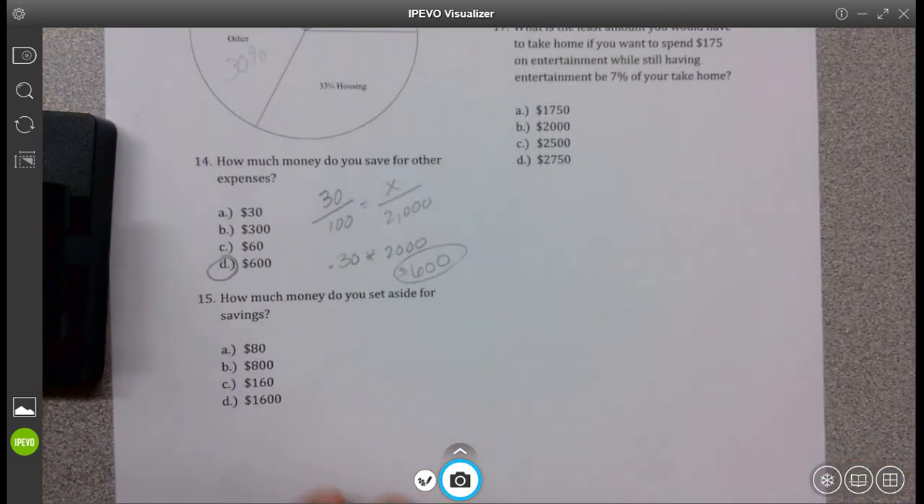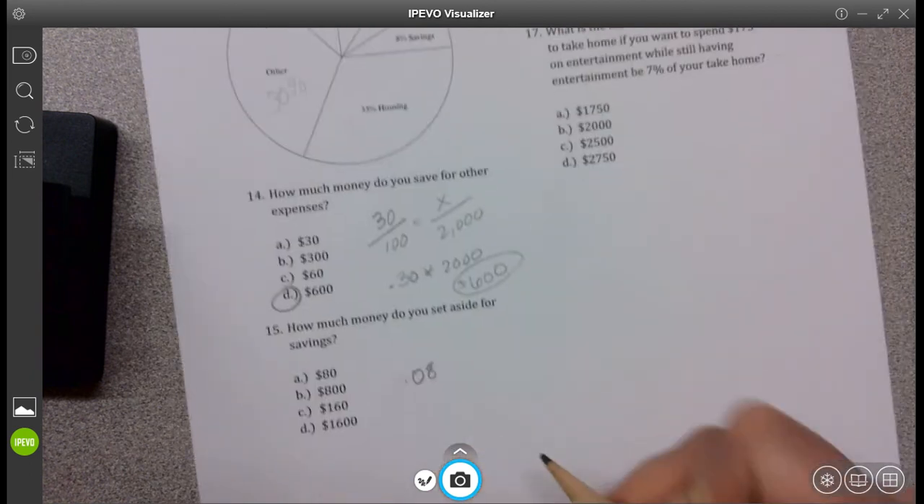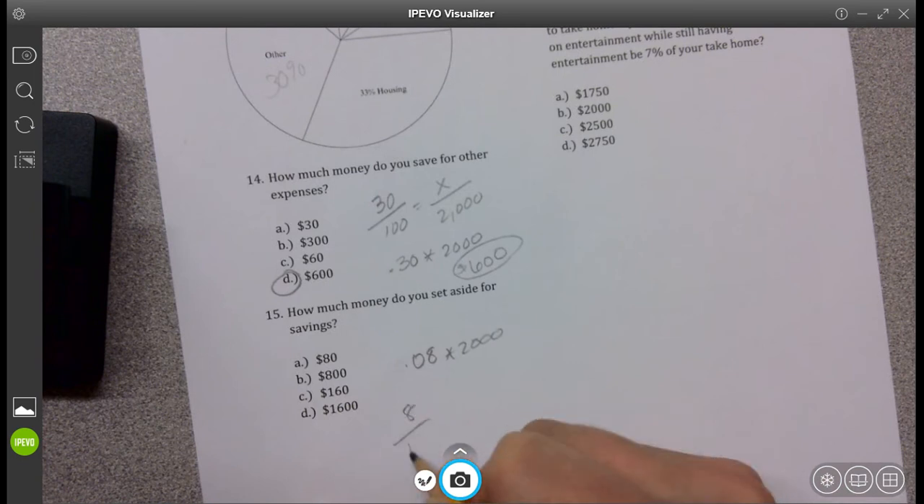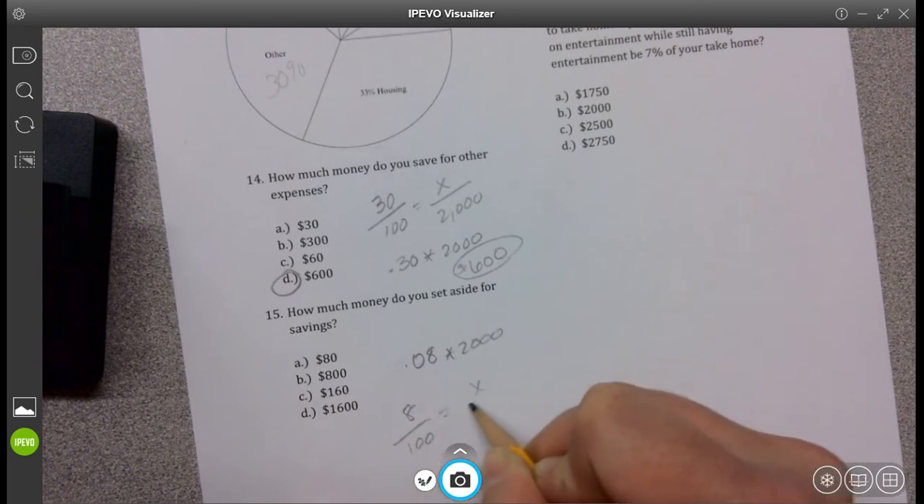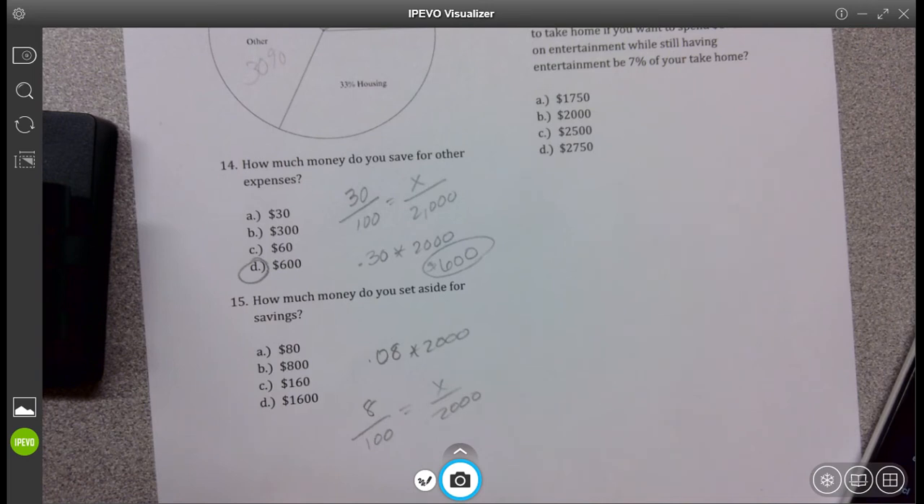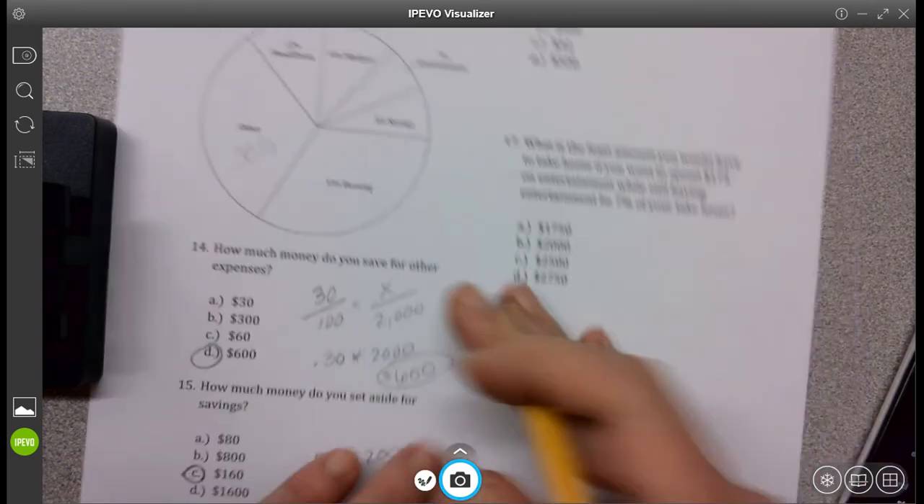How much money do you set aside for savings? Well, savings is 8%. So you could do 8% times 2,000, or you could say 8 out of 100 is equal to what out of 2,000? When you do that, 0.08 times 2,000, you get $160. Yeah, that seems about right.